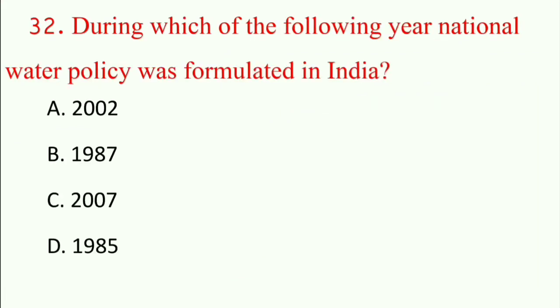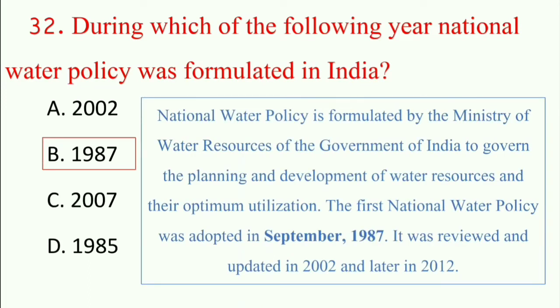Next, during which of the following years was the National Water Policy formulated in India? Answer 1987. National Water Policy is formulated by the Ministry of Water Resources of the Government of India to govern the planning and development of water resources and their optimum utilization. The first National Water Policy was adopted in September 1987. It was revised and updated in 2002 and later in 2012.